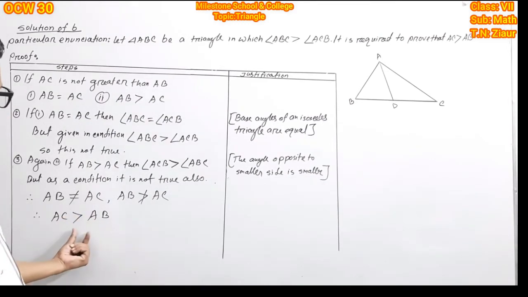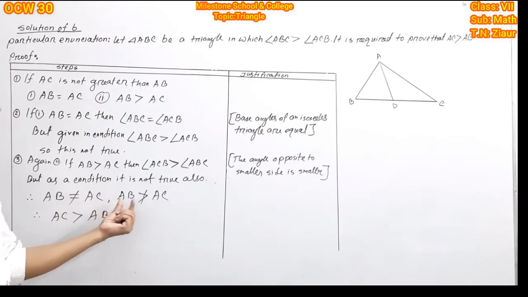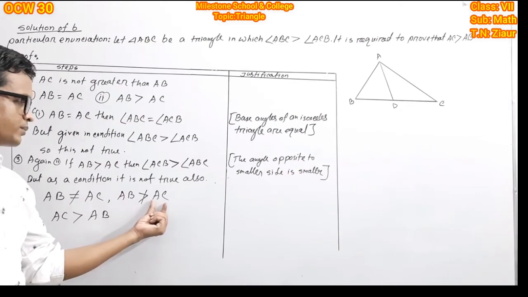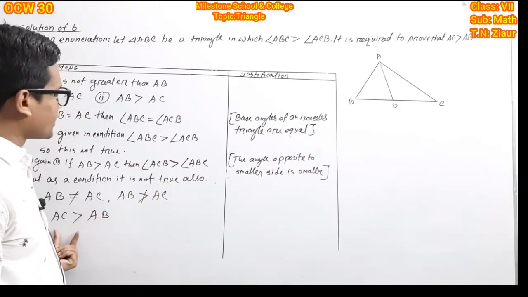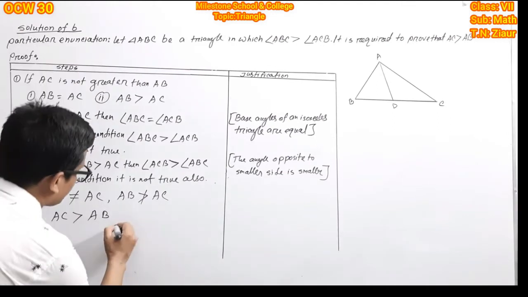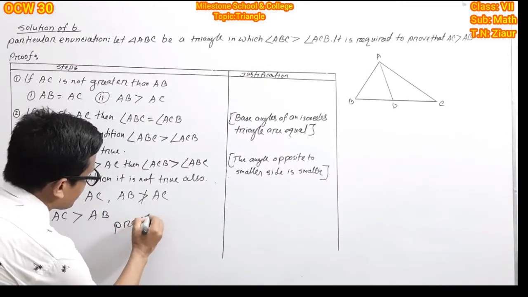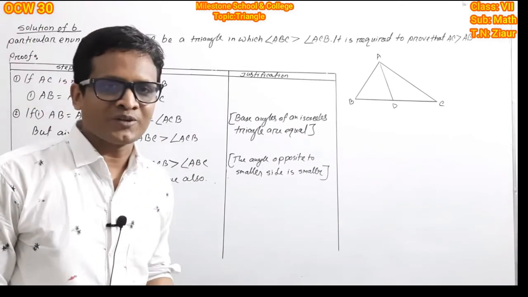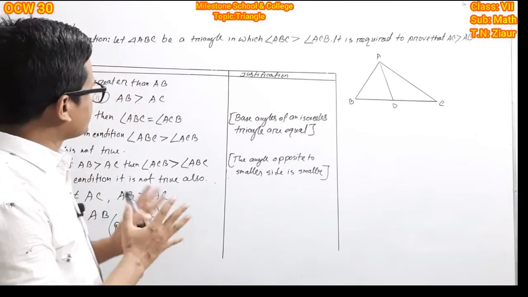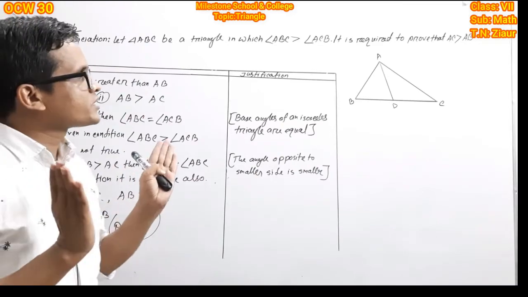Students, have you understood this one? Why is it? Because AB is not greater than AC, and AB is also not equal to AC, because in the condition given, angle ABC is greater than angle ACB, so we can write AC is greater than AB. So we can write here: proof. Okay, students, have you understood? I hope you understood, because this theorem is the same as number 3.